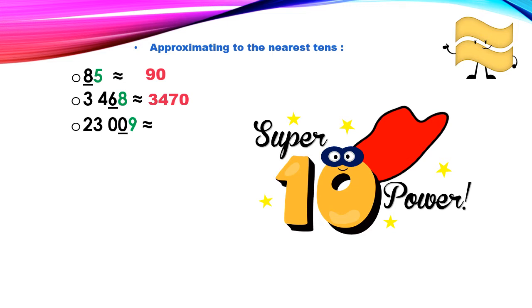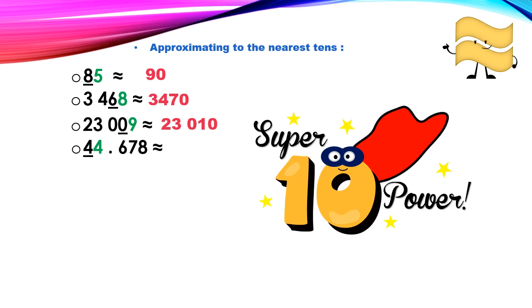23,009. I will look at the digit in the 10 place. Why the 10? Because he asked me to approximate to the nearest 10. He is telling me to the nearest 10, so I will look at the digit in the 10 place. Okay, so I have 0 in the 10 place. I will look at the digit before it. The digit in the unit place is 9. Rich or poor? It's rich. So I will add 1 to the 0, it will be 1, and replace 9 with 0, the answer will be 23,010.